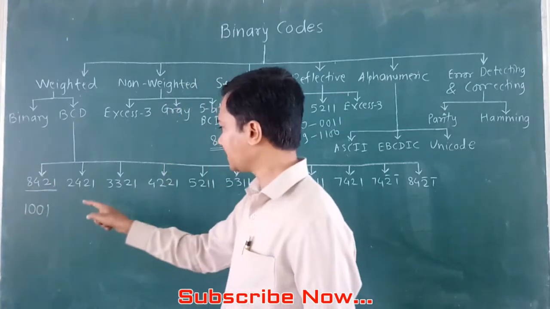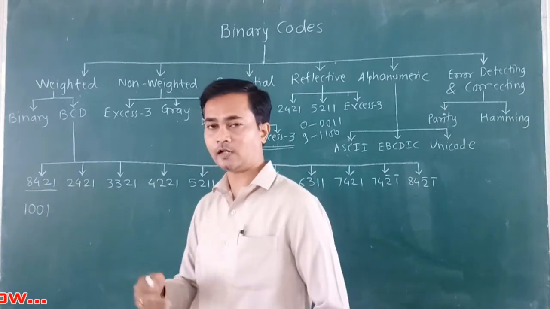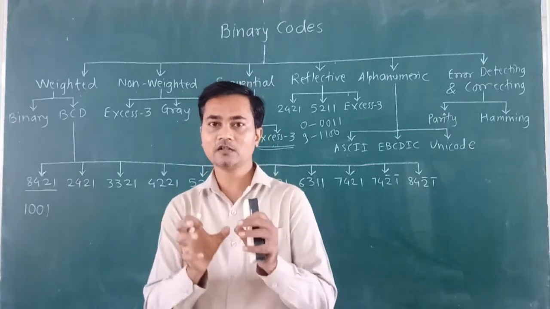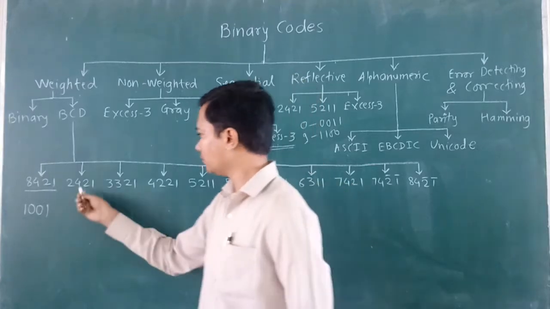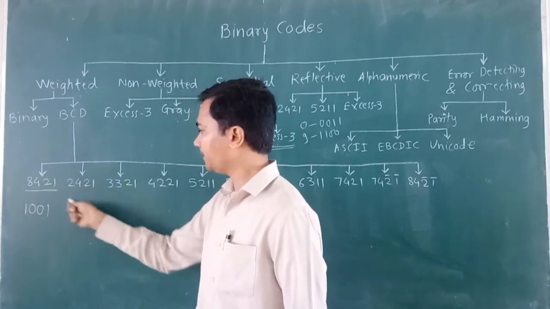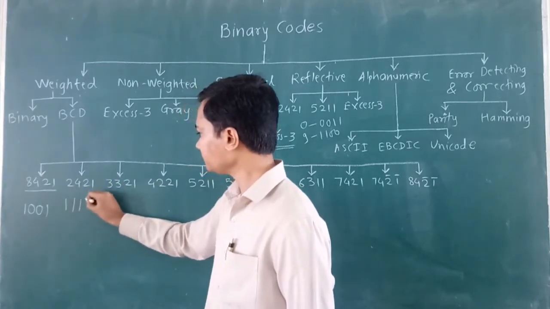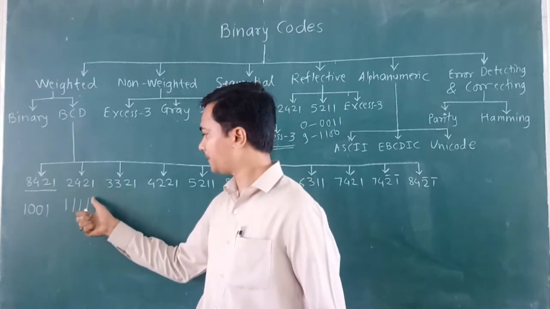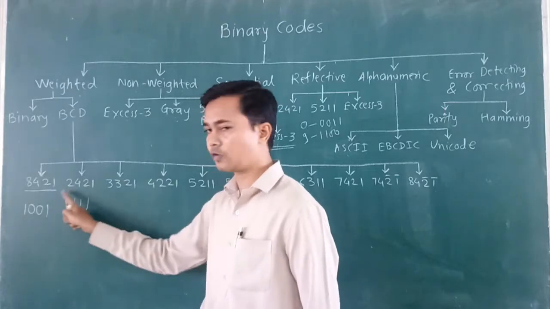Now if you want to represent value 9 using 2421 code, how can we represent it? We have to form the addition of these digits to 9. So we want 4 plus 2 plus 2 plus 1, which becomes 9. So we have to make all these bits 1111. So in 2421 code we can represent value 9 using this 4-bit code.